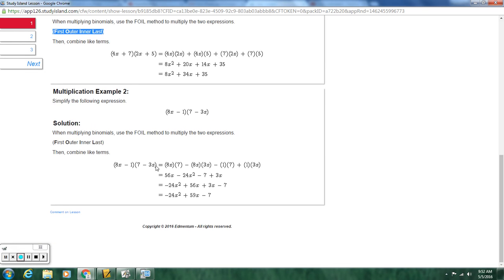So they give you the same kind of example, except this time they just made it a little bit harder. They put some minuses in there. So that's about the only difference in there.